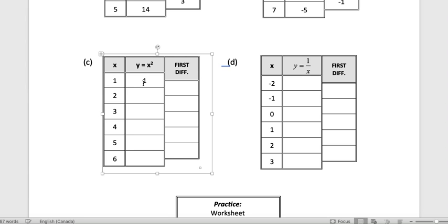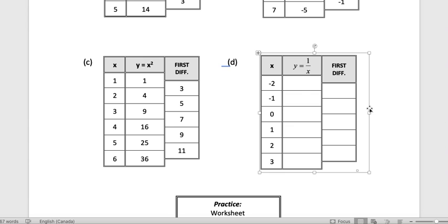Here, 1 squared is 1, 2 squared is 4, 3 squared is 9, 4 squared is 16, 5 squared is 25, 6 squared is 36. First differences: 36 minus 25 is 11. 25 minus 16 is 9. 16 minus 9 is 7. 9 minus 4 is 5. 4 minus 3 is 1. Is this linear? Answer is no. First differences are not the same, and we have a squared variable here.